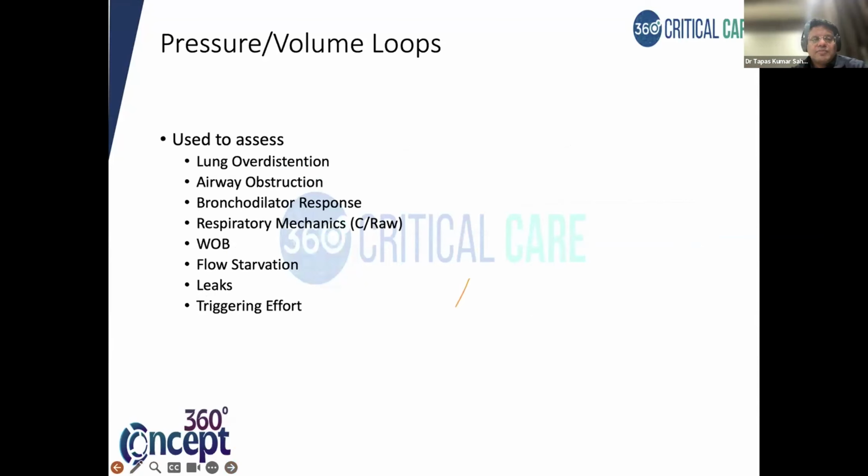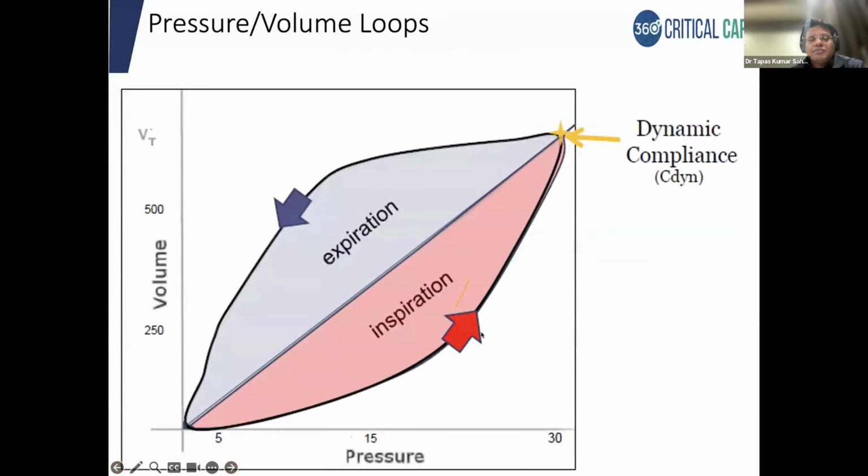Now, by the pressure volume loop, what are the utilities? They are used to assess lung overdistension, airway obstruction, bronchodilator response, respiratory mechanics, work of breathing, flow starvation, leaks, and triggering effort. Clear? Now, I have already explained the theory part.